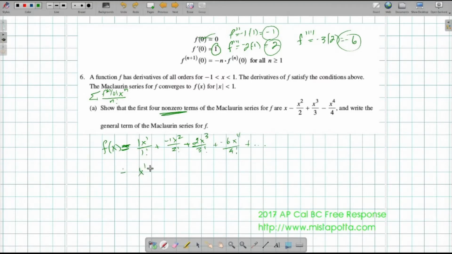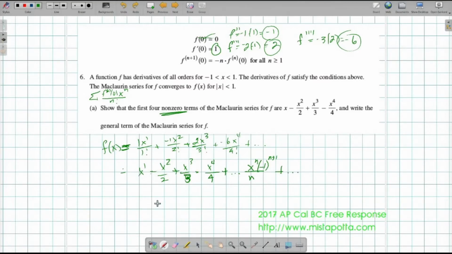So I really have x to the first minus x squared over 2 plus x cubed over 3, because that's 3 factorial, which is 6, divided by 2 is 3. This is minus x to the fourth over 4 plus, and this is going to continue to x to the n over n times -1 to the n plus 1. Notice that my even terms are the ones that get the negative signs, and my odd terms are positive.